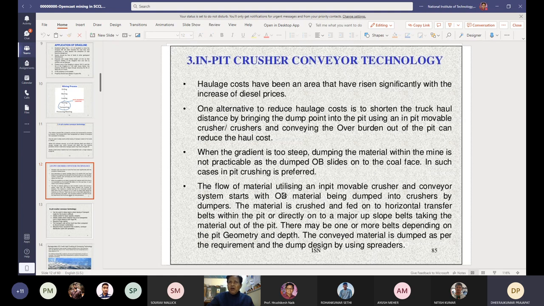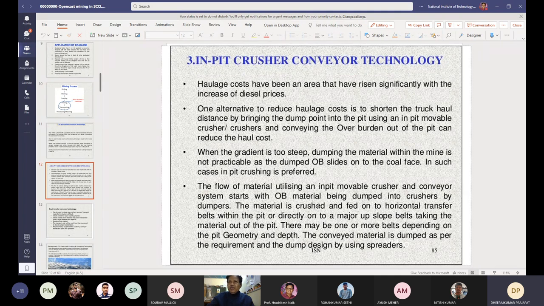So how is it being done? First, you drill the material, after that blast the material, after that the shovel will load the material to the dumpers, and the dumpers will carry the material to the crushers to crush the material to the required size. After the material is crushed, it is fed onto the horizontal transfer belts.